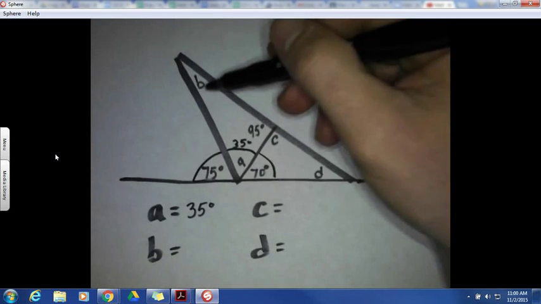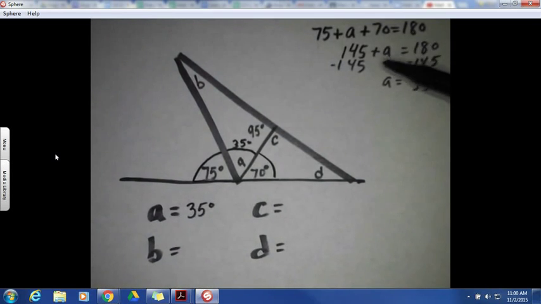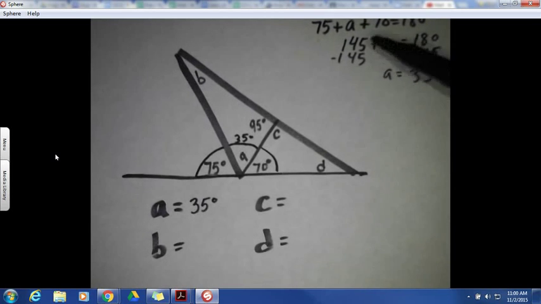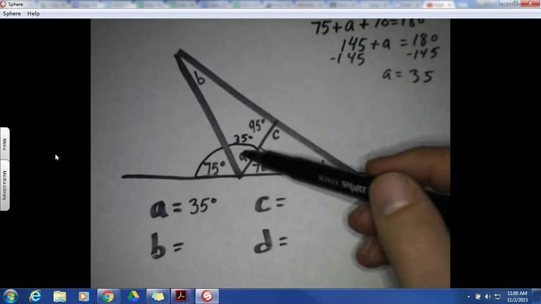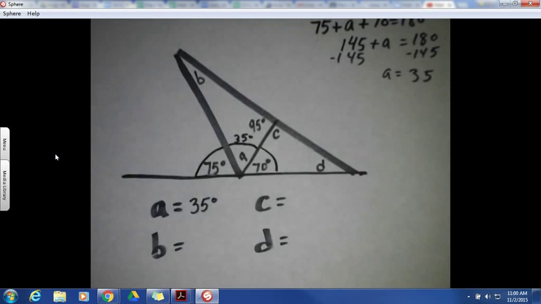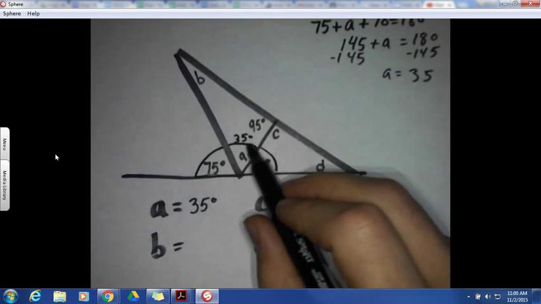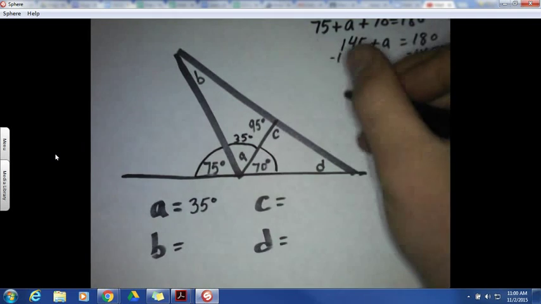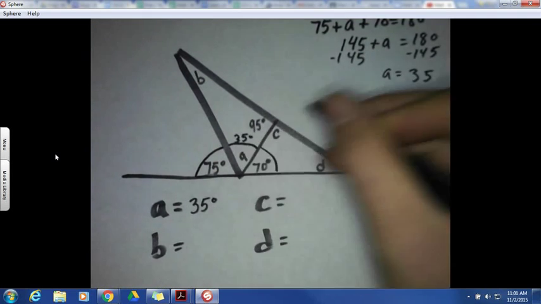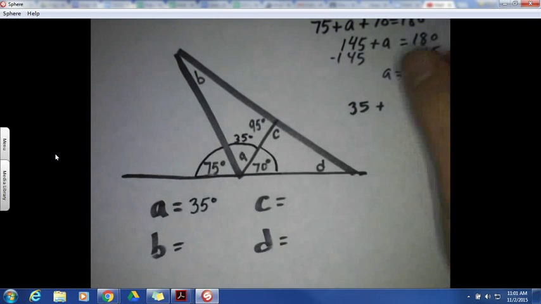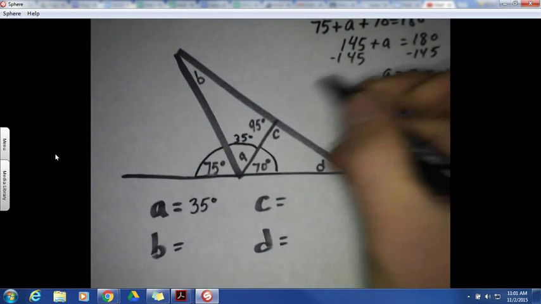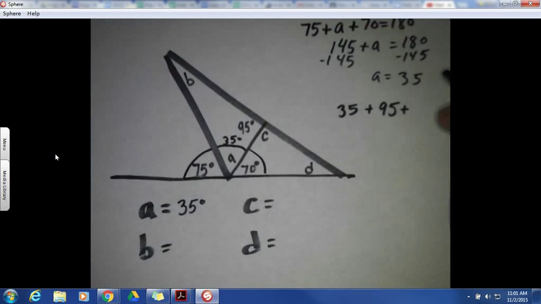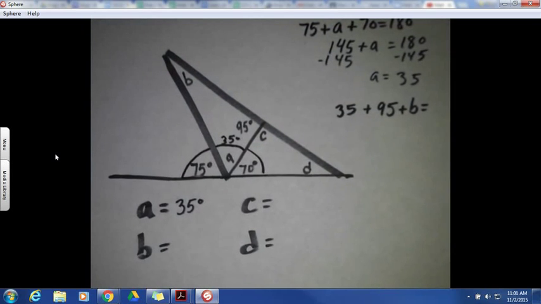For B, now we're going to use our rules about what we know about the angles of triangles. We know that the three angles of a triangle should all add up to 180 degrees. So if we know two angles of a triangle, we can find the third one. So here we have an angle which is 35 degrees, another angle which is 95 degrees, plus an angle that we don't know yet. I'm going to call it B. All should add up to 180 degrees.